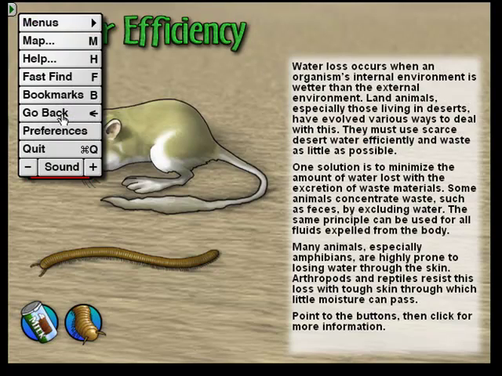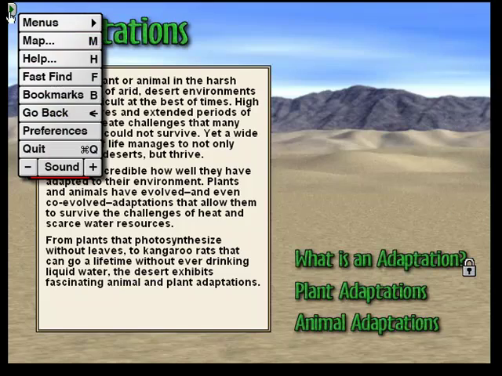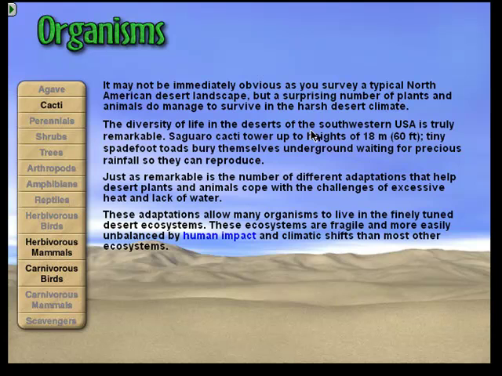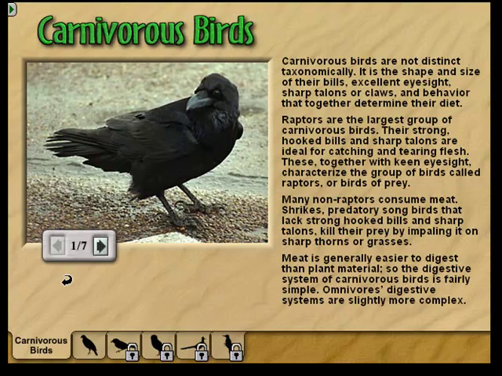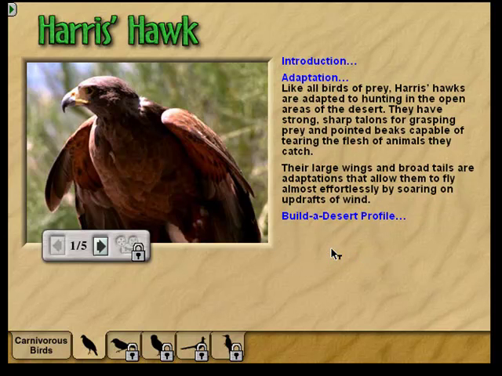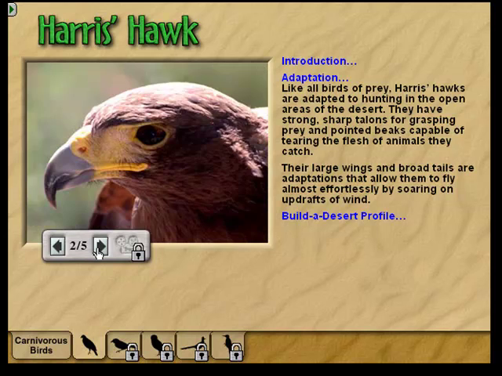By going back to the Desert Study page, you can access the Organisms tab, which allows you to view cacti, herbivorous mammals, and carnivorous birds. By clicking on the Carnivorous Birds tab, you can access one of 5 different birds. Upon accessing it, there's information on the right provided, such as introduction to the animal and its adaptation, as well as 5 pictures.